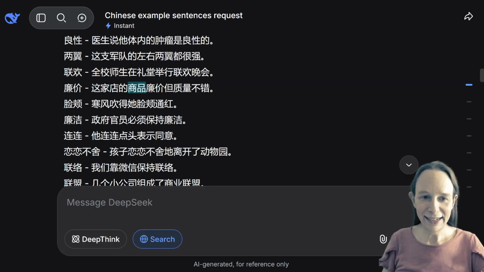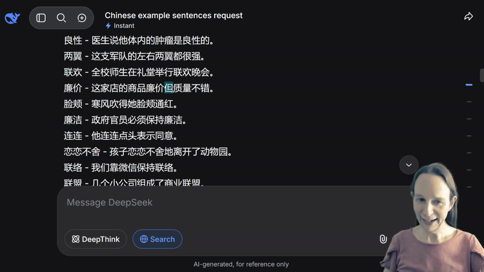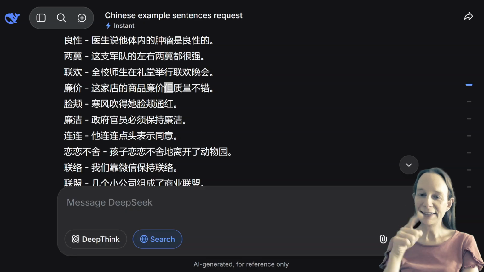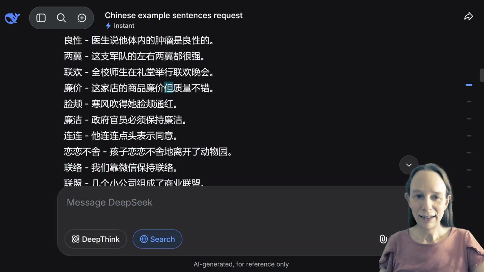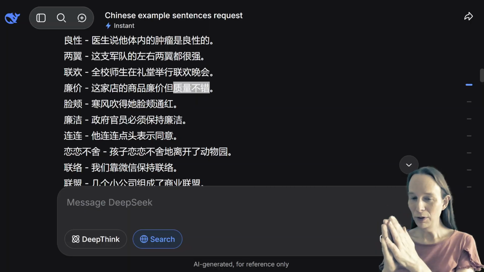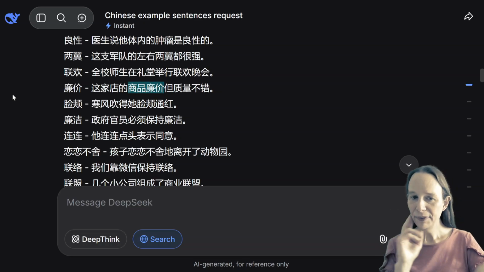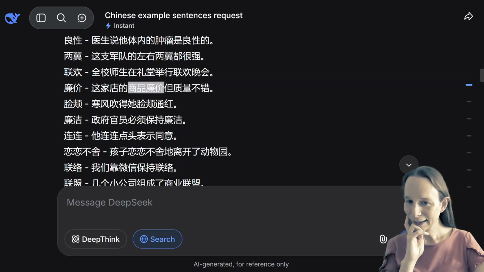All right, 这家店的商品廉价，但质量不错。But why would you use 但 here? 但 implies a 转折. Okay, 质量不错, this is a good thing. So that means you must have a negative thing here. 商品廉价.